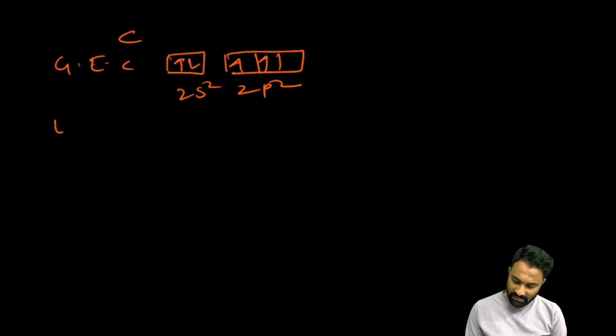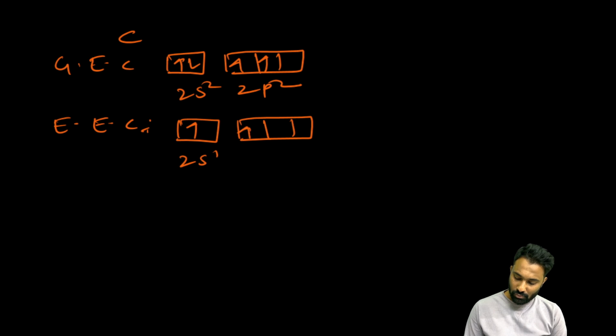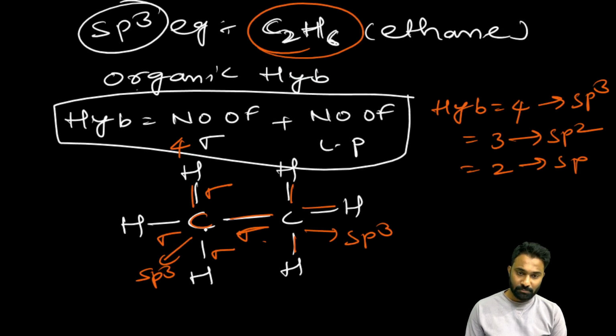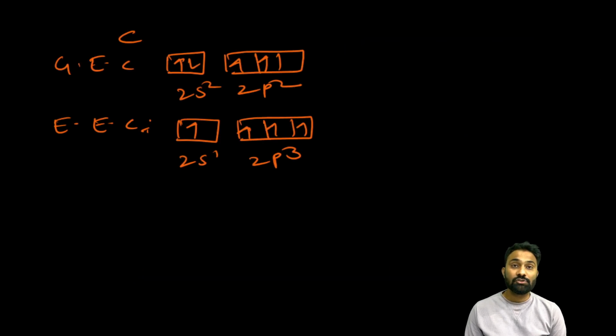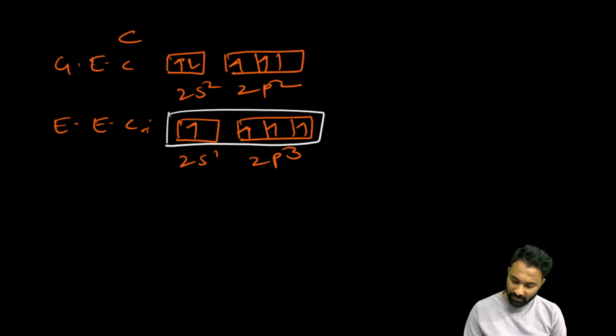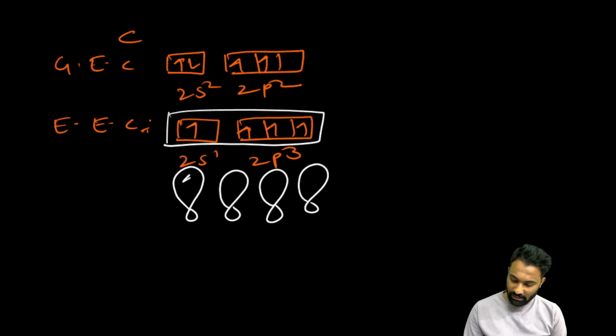Now the excited state electronic configuration will be 2s1 2p3. But the hybridization we got is which one? sp3. Then sp3 means how many orbitals should be intermixed? Already I explained, 3 p orbitals and one s orbital should be intermixed, right? So these orbitals will be intermixed. These intermixed orbitals lead to new hybridized orbitals in this manner. Each new hybridized orbital has 1 electron.